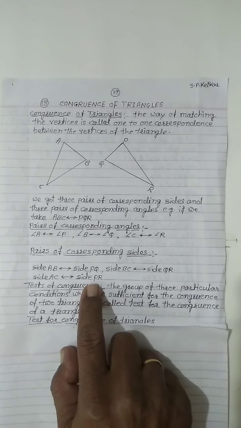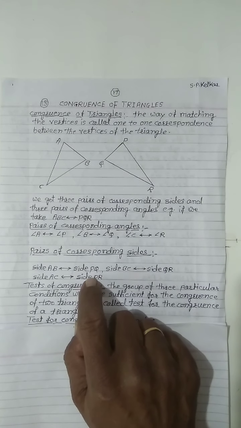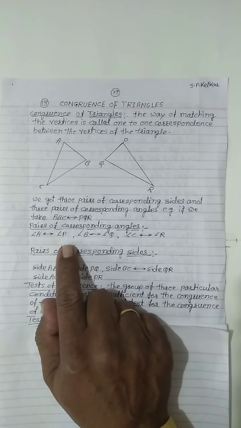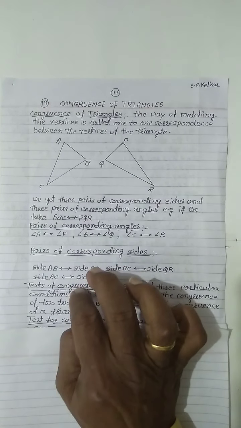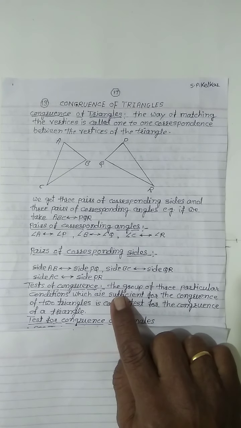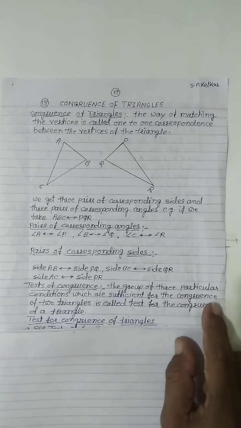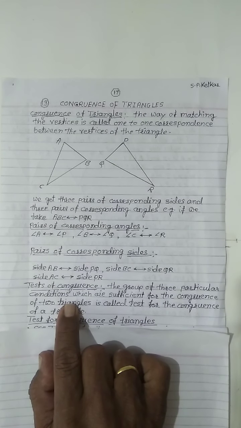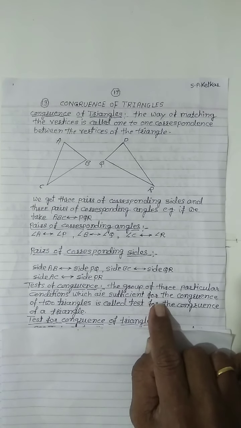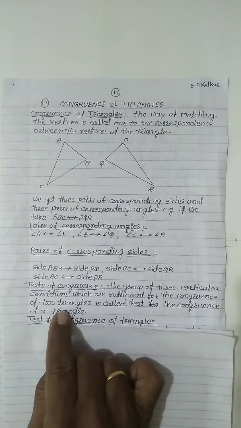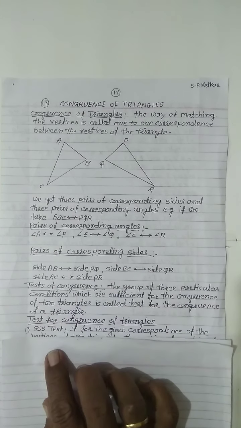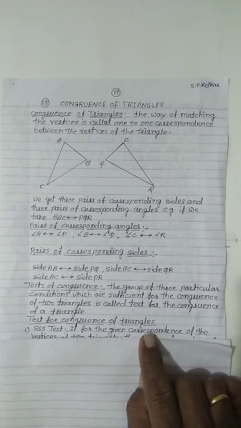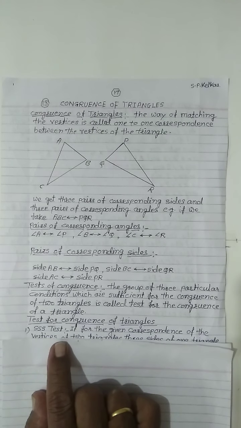Now see here, there are six pairs, three of angles and three of sides. Out of these six we must know the group of three particular conditions which are sufficient for the congruency of two triangles, which is called a test for the congruency of a triangle. The first test for congruency of triangles is the SSS test.